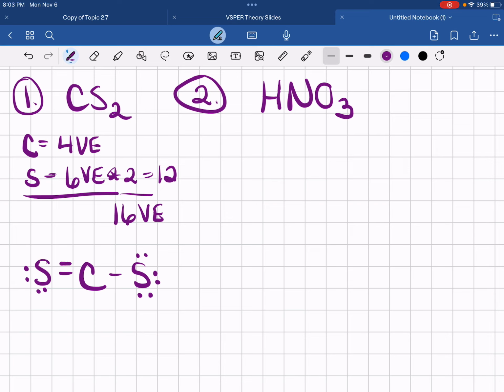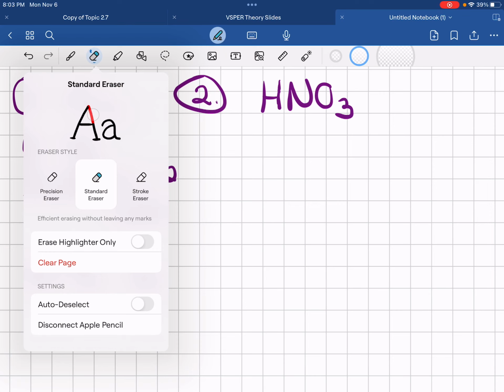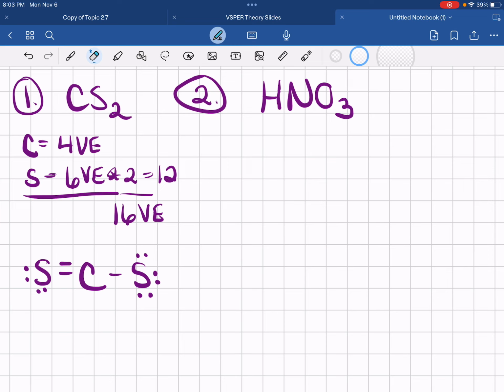So now we have 2, 4, 6, 8. That left carbon is still fine. But again, our carbon is not feeling its full 8. So if we go ahead and fix that sulfur and swing those electrons in, now we have 2, 4, 6, 8, 10, 12, 14, 16. So we have 16 electrons and a complete Lewis structure. Let's move on to nitric acid.